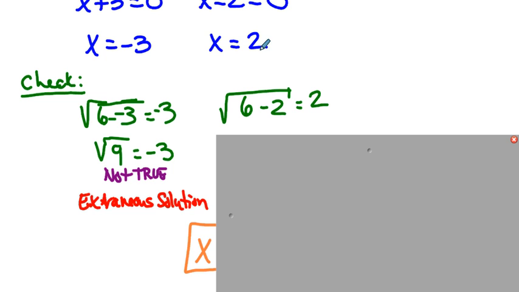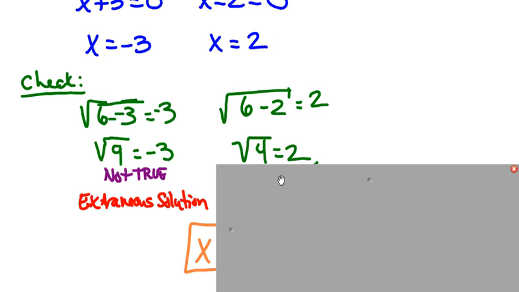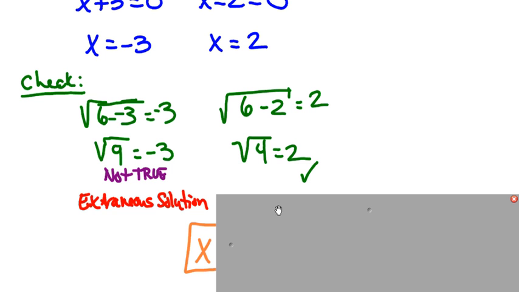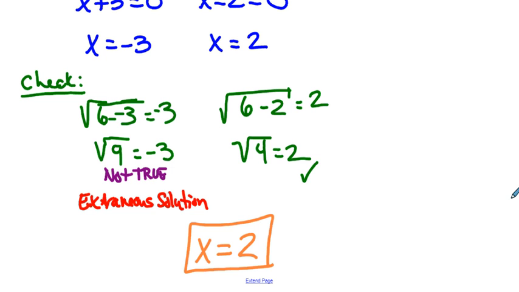Then if we check the 2, 6 minus 2 is 4, and that's underneath our radical. And we know the square root of 4 is 2. 2 does equal 2, so that's true. So this one has one solution, and that solution is x equals 2.